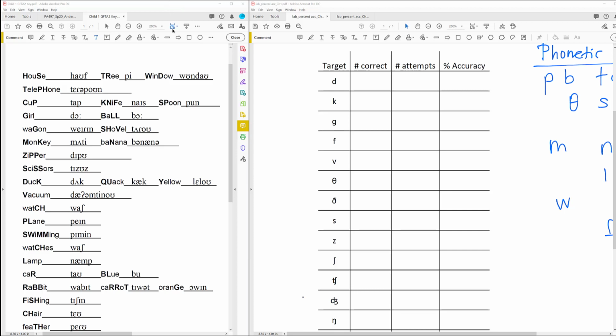We'll be seeing how to calculate percent accuracy from a short speech sample. Here we'll be using productions from the Goldman-Fristoe Test of Articulation 2. We're not going to be scoring this, we're just going to be using the productions as a small sample.